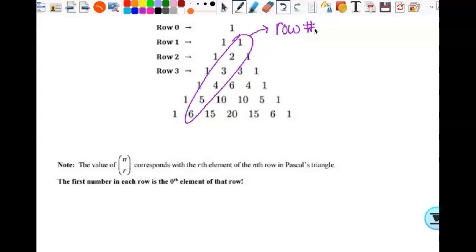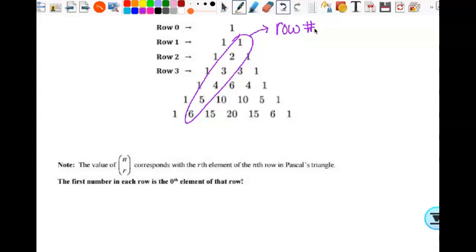And each number in the row is called an element. So we start with the 0th element, which is a weird thing to say, but so this is element 0, element 1, 2, 3, 4, 5, 6. So there's 7 numbers, but 6 elements because we start with this 0th one. And the value of n things chosen r at a time. Okay, that's what we're talking about with the combinations, like trying to pick 5 people on a basketball team. Or with the rth element in the nth row.